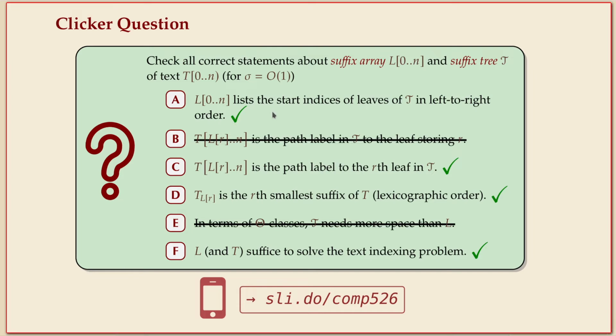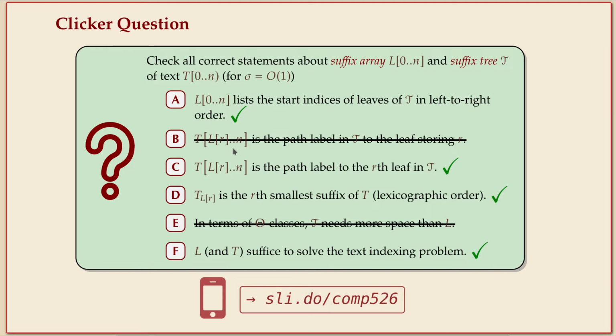Then L essentially lists the contents of the leaves in left to right order. That's if we draw the tree in the normal computer science way, root at the top and left is the smallest child edge, and so on, all the way to the right. If you keep doing that and then go left to right through all the leaves, you find the suffixes in sorted order. And so it's the starting indices of these suffixes, and those are stored in the suffix array.